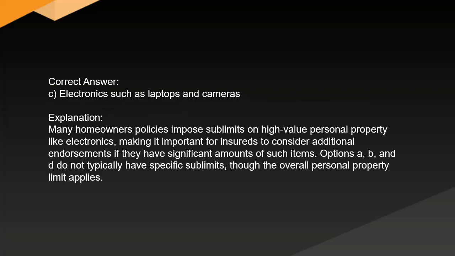Correct answer. C. Electronics such as laptops and cameras. Explanation. Many homeowners' policies impose sublimits on high-value personal property like electronics, making it important for insureds to consider additional endorsements if they have significant amounts of such items. Options A, B, and D do not typically have specific sublimits, though the overall personal property limit applies.